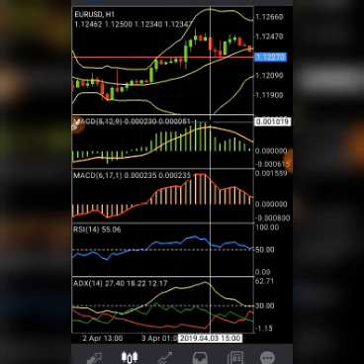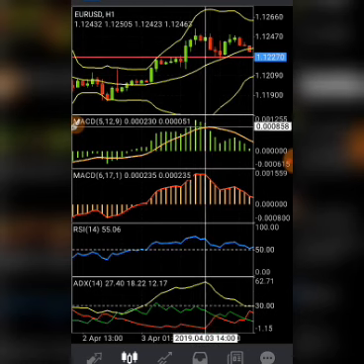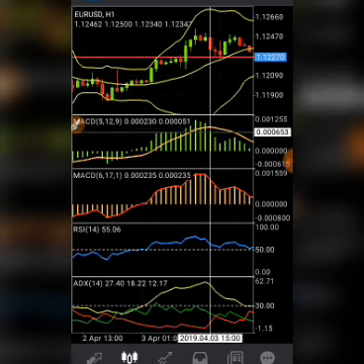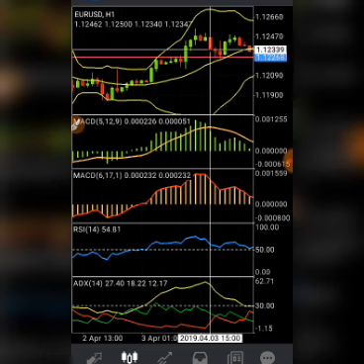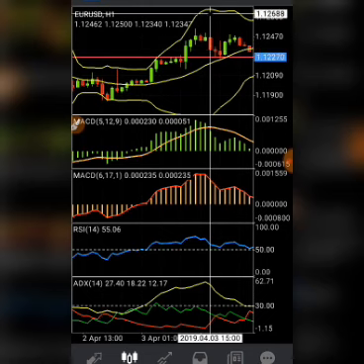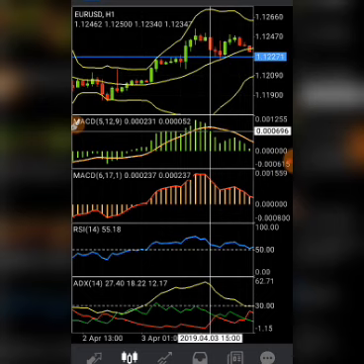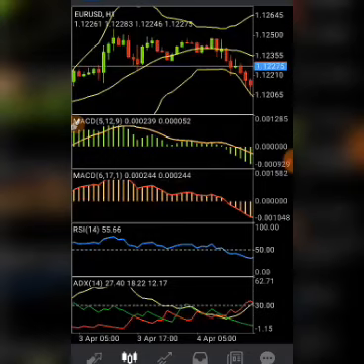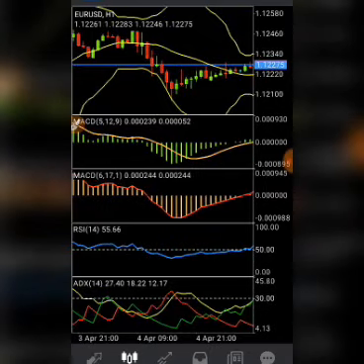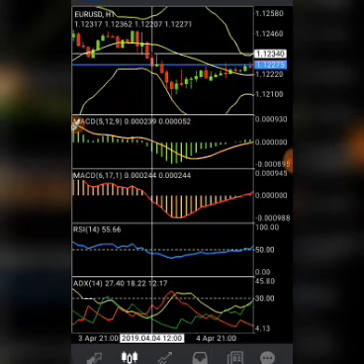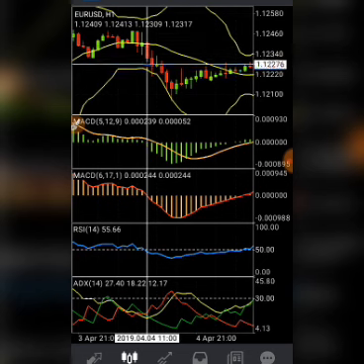This is the signal line, which is the yellow line there. Now the moment you see the histogram go below the signal line, close your trade. You would have closed your trade at this point, because it's a signal that we are entering a sell zone. That is when you close the trade. The same happens when you are entering a buy zone and you are on a sell trade.